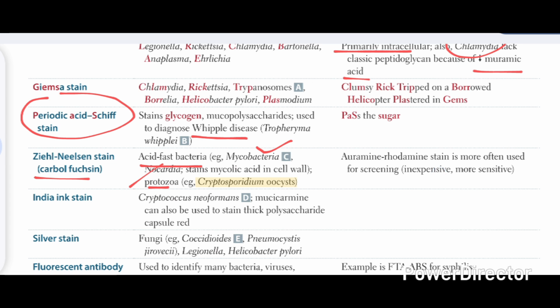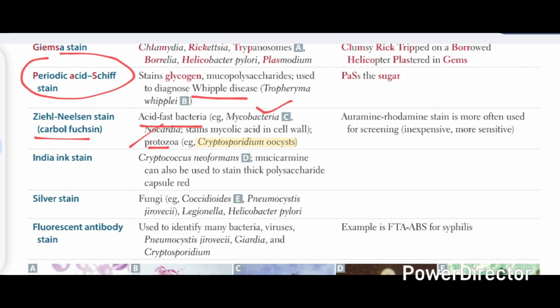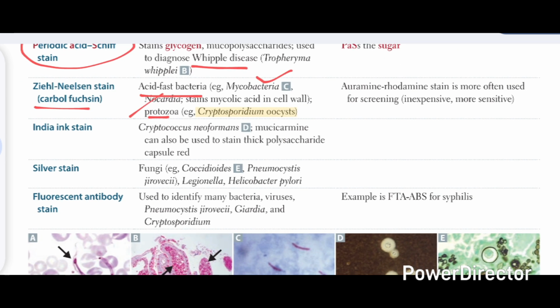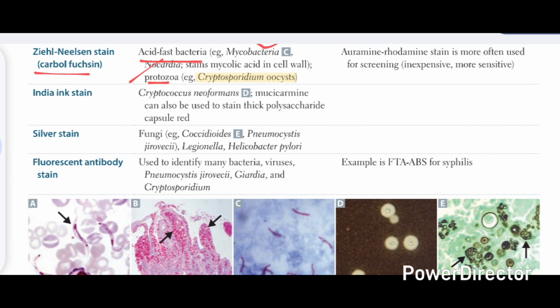Then we have the Indian ink staining. So the Indian ink staining is useful to stain organisms such as Cryptococcus neoformans. So Indian ink is useful to stain the capsule, that is an important structure of certain organisms such as Cryptococcus neoformans.